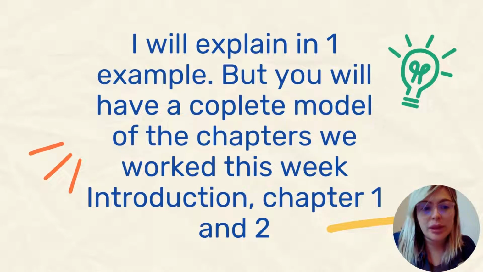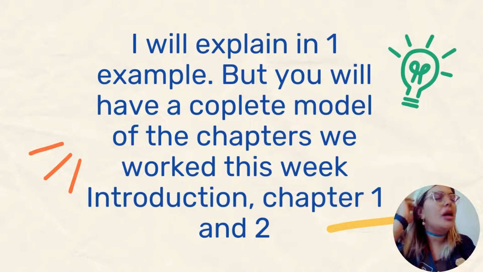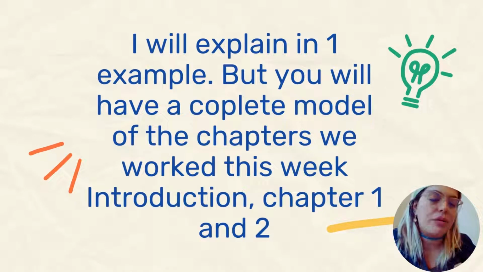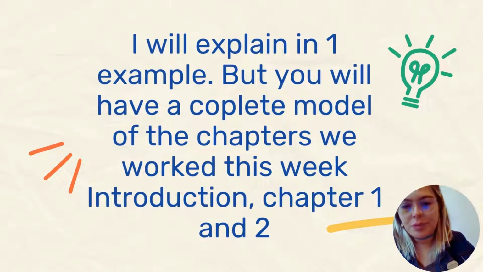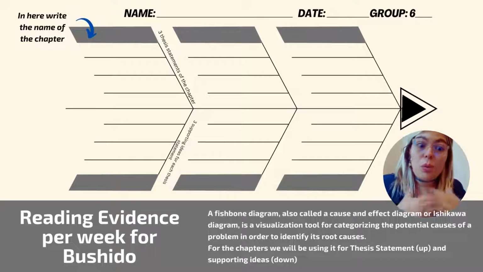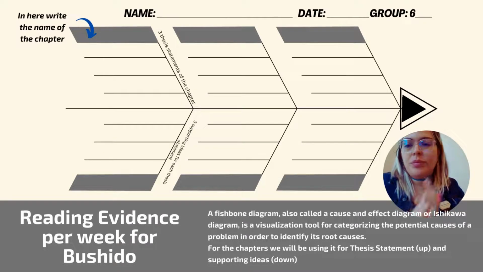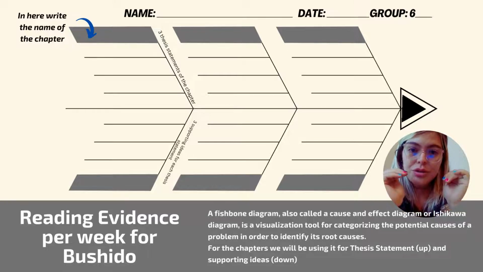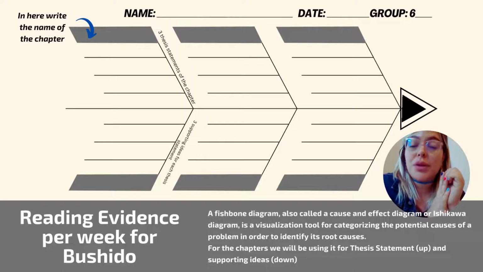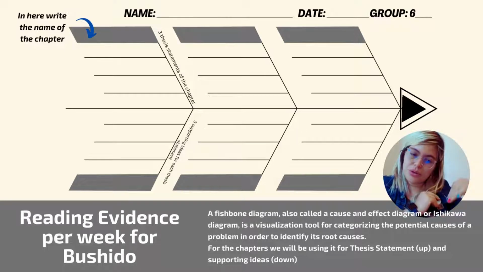I'm going to explain the one that we worked during class time, which were Introduction, Chapter 1, and part of Chapter number 2. So what I'm going to do is what you're going to do on your own time at home. The first thing that you need to understand is that the fishbone has 3 sections. You see, 1, 2, 3.